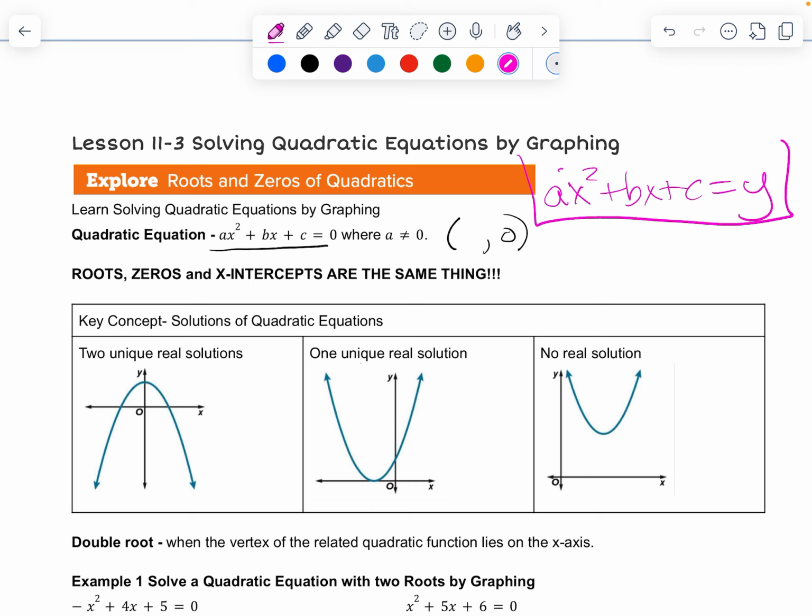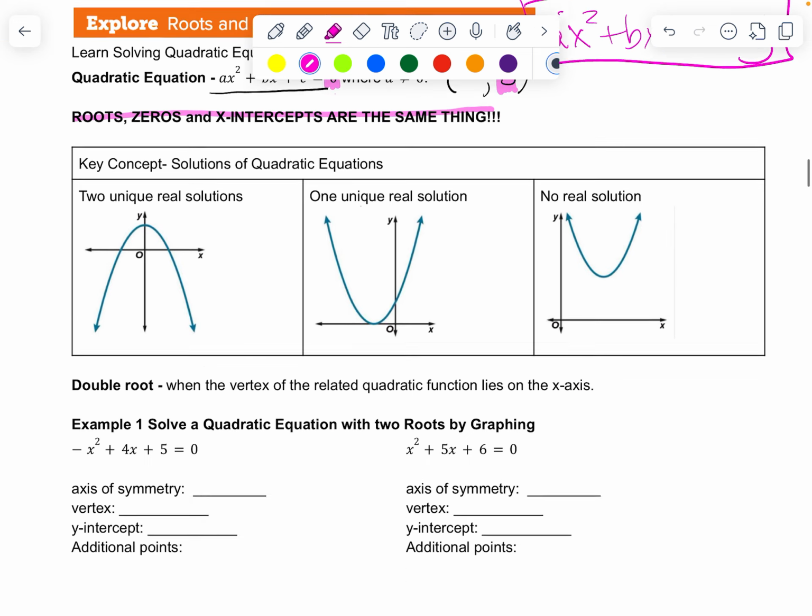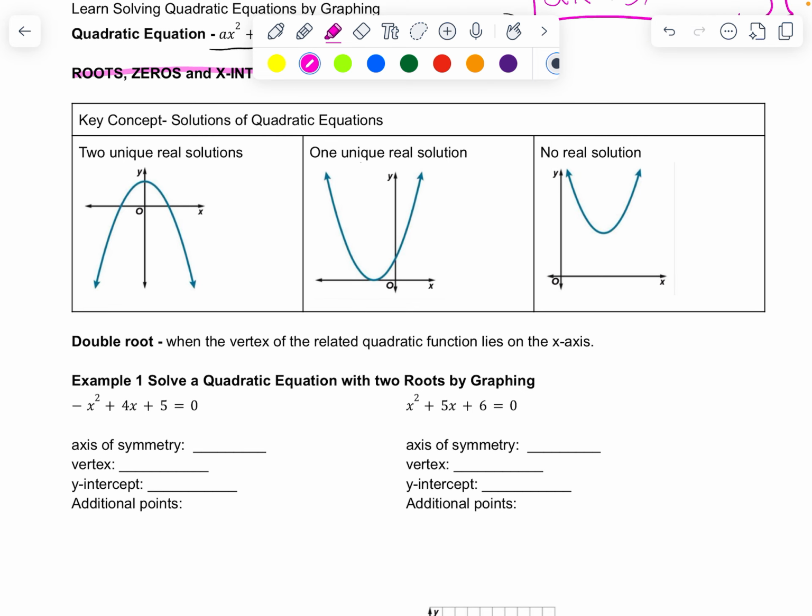This is the actual equation, but this right here is when the y value is equal to 0. The roots, zeros, and x-intercepts are the exact same thing. There are 3 types of solutions you could have: 2 real solutions, 1 real solution, or none. It doesn't touch at all.